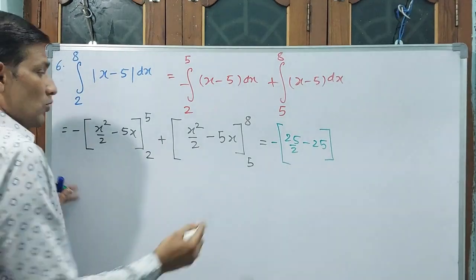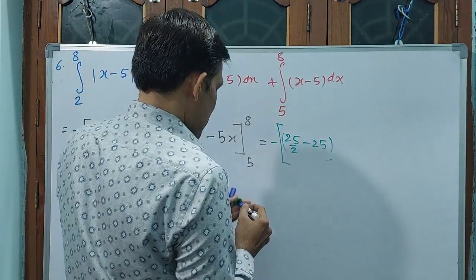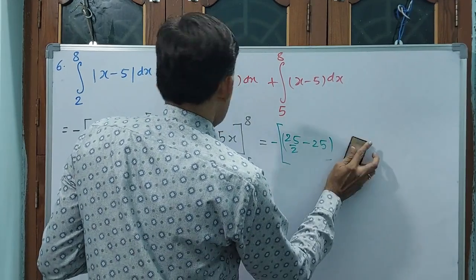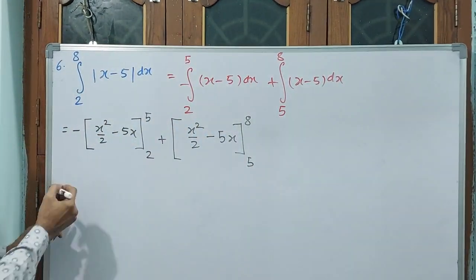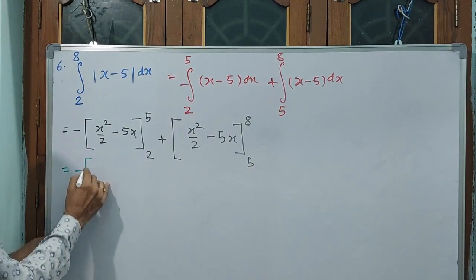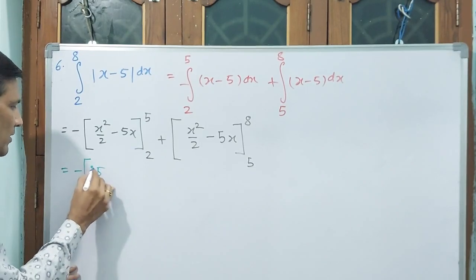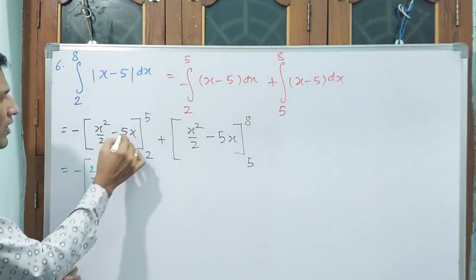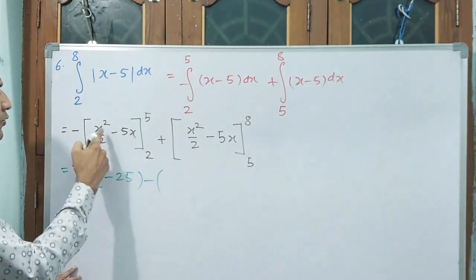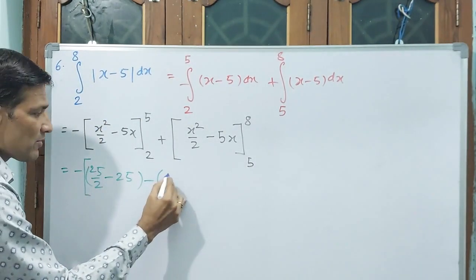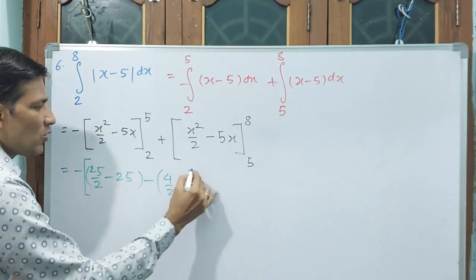Oh no, this is upper limit only. Better I write down. Why? Because this is going to take much space. Okay, see, that is equal to minus of 25 by 2 minus 5 into 5, 25. Okay. Upper limit minus lower limit 2. 2 square by 2, 4 by 2. Okay. Minus 10. Okay, close.